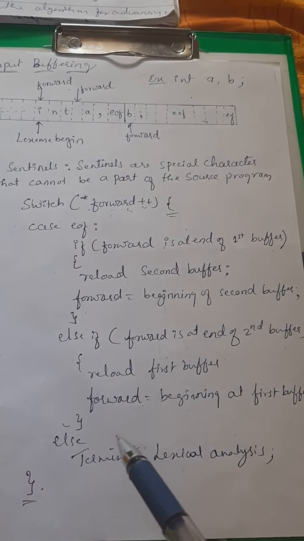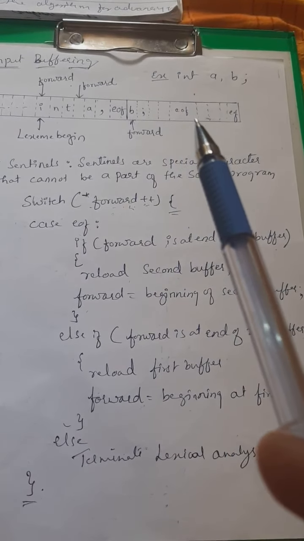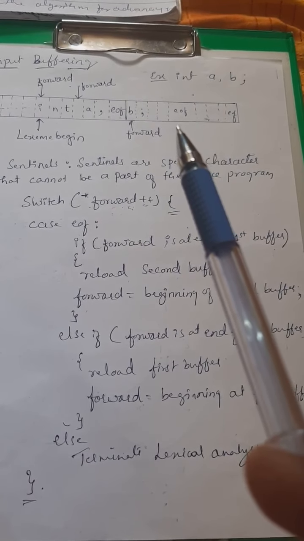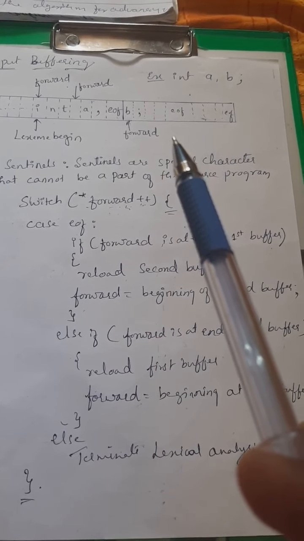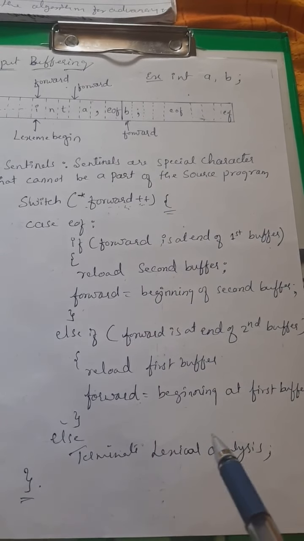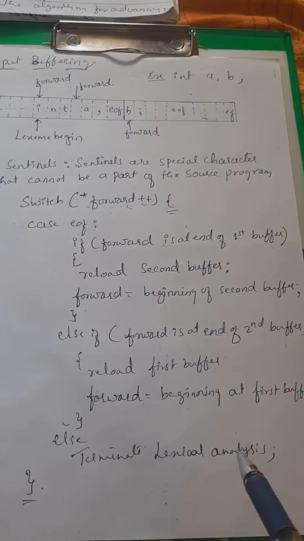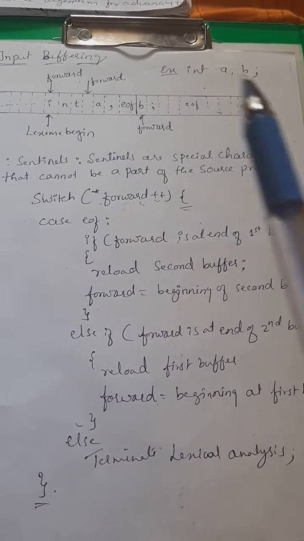If the forward pointer reads the sentinel in the middle of a buffer, then it indicates the end of the source program and it will terminate the lexical analysis process. So this is all about input buffering.